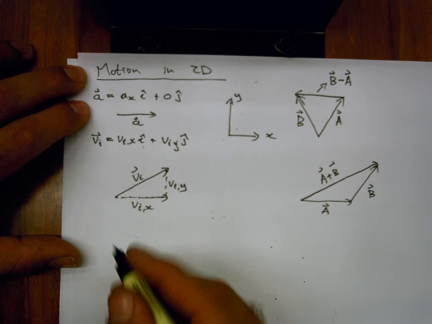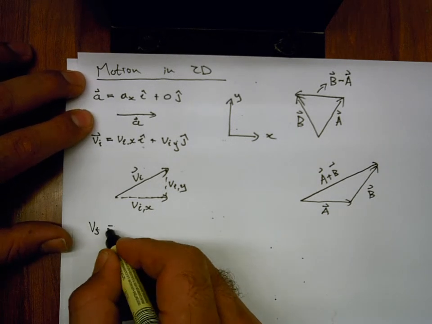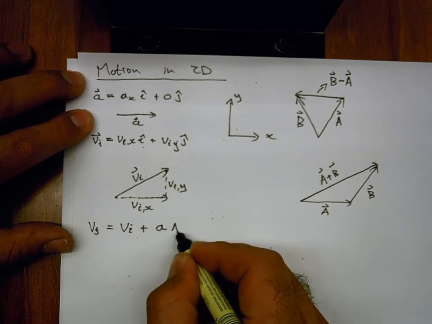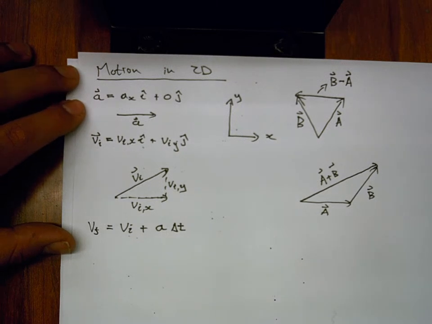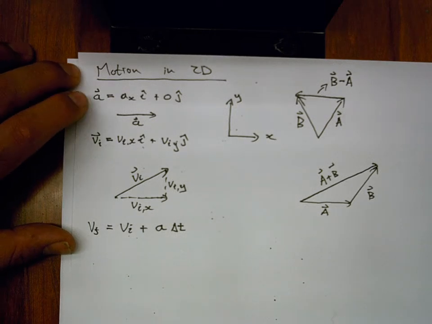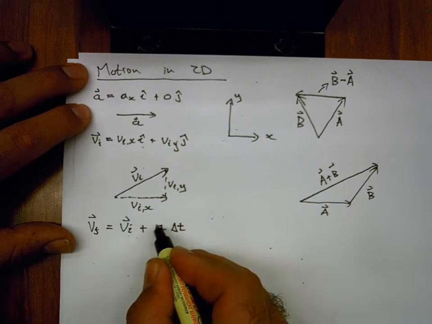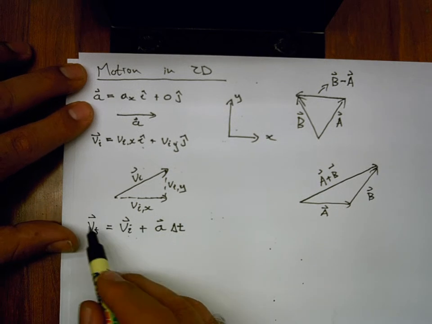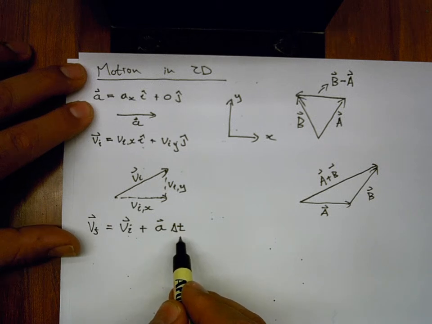Well, we have a hint. Remember, we derived this equation at some point. We said final velocity is equal to initial velocity plus acceleration times delta t. Now we derived this for constant acceleration in a straight line, but let's for now write this as vectors. If I look at this, it means my final velocity is my initial velocity plus the acceleration vector times time.